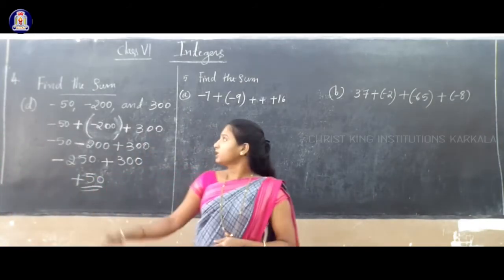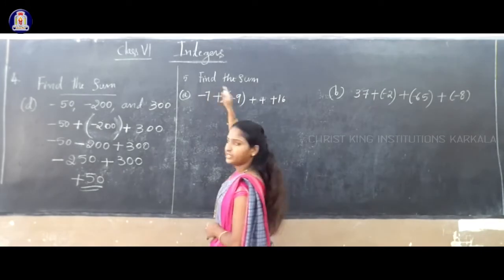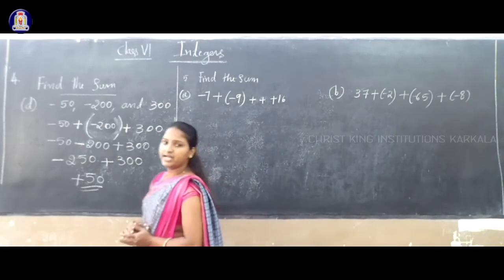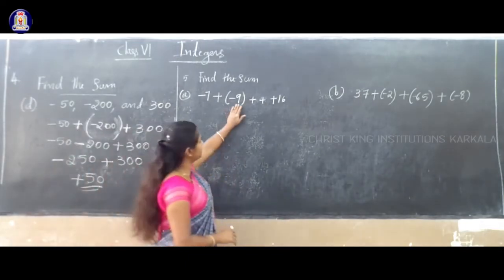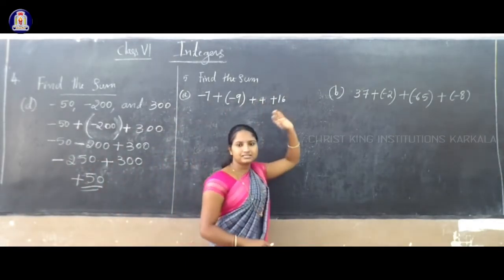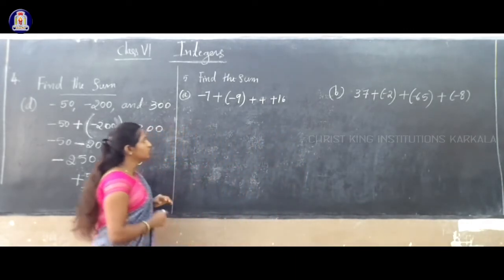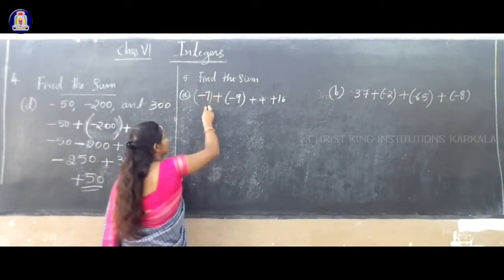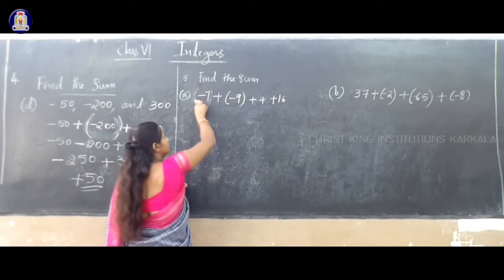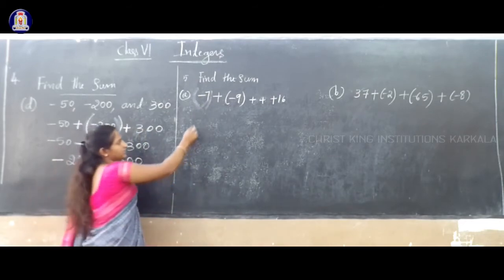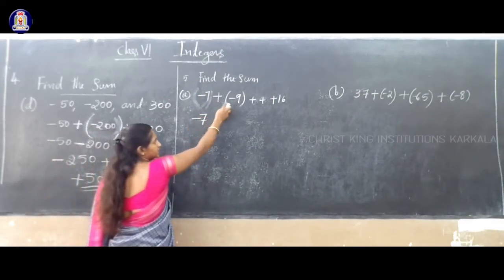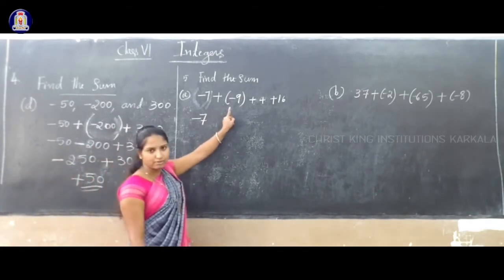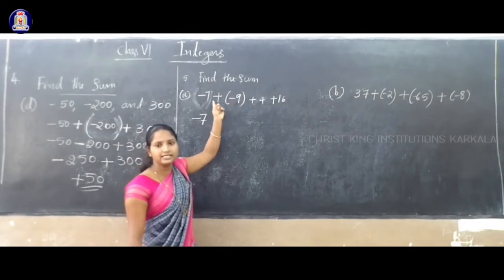Fifth question. See, this is also finding the sum of integers. Find the sum: minus 7 plus minus 9 plus 4 plus 16. Clear? Here one integer is given inside the bracket, and this may be given in the bracket. The first integer is negative, so write minus 7 as it is. The next integer is given inside the bracket. So how to remove this bracket? Just multiply the signs.